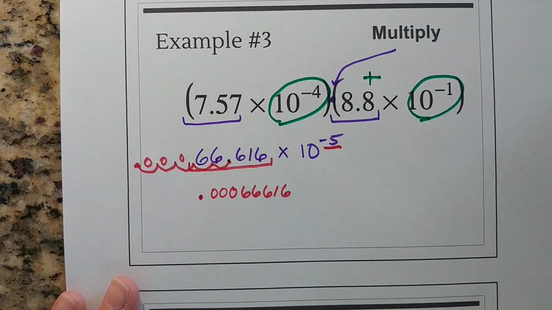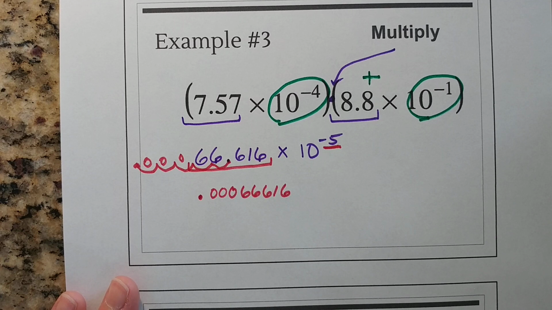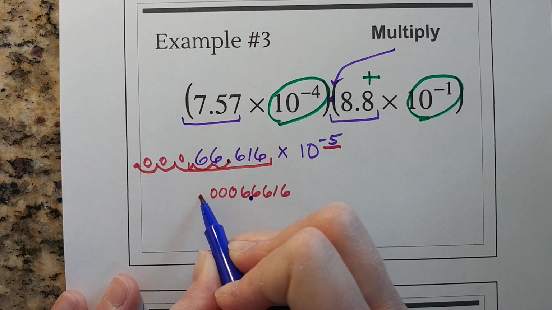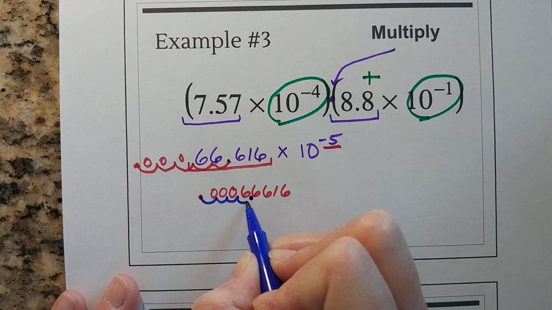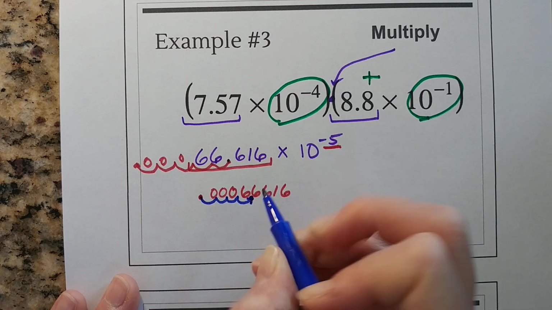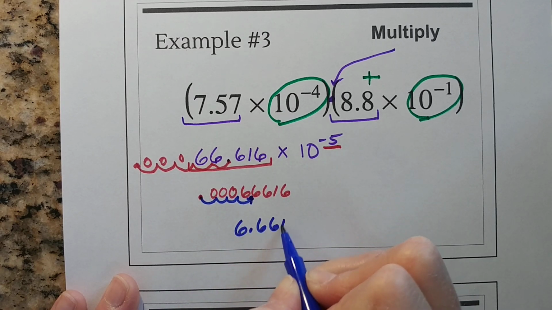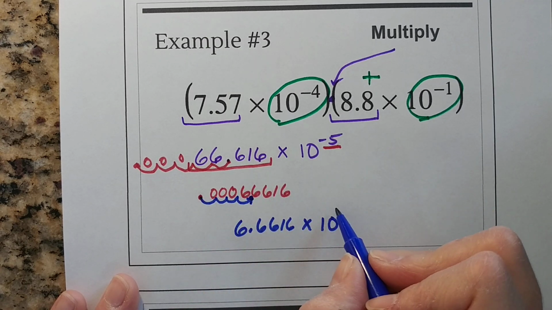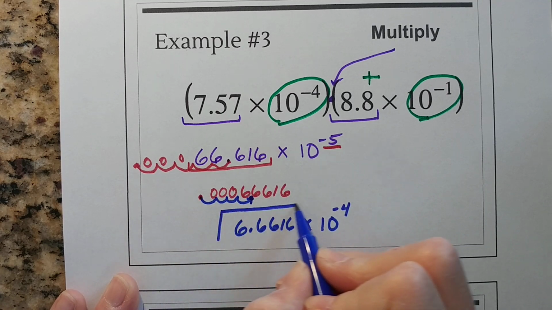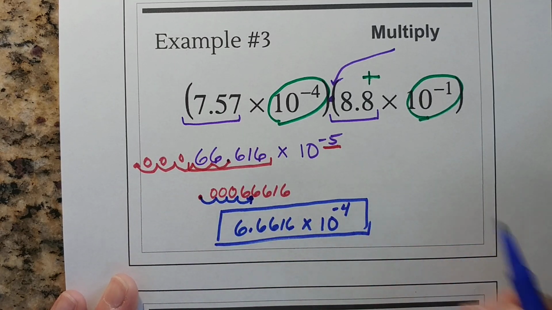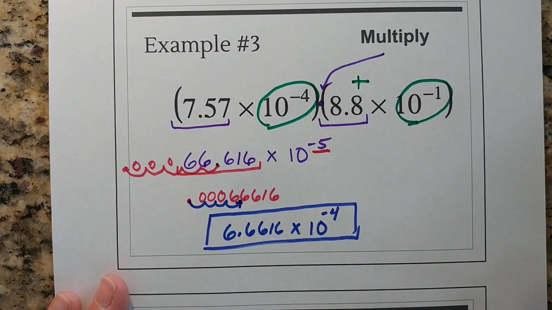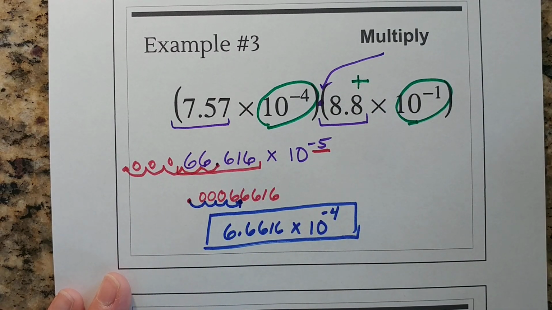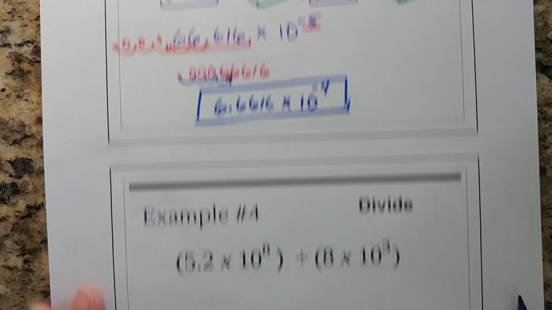Now let's correctly write it in scientific notation. The decimal point is going to have to move right here. 1, 2, 3, 4 places. Because it moved 4 places, and this is a very small number, -4 is my exponent. And there is my final solution. If I multiply these numbers in scientific notation, this is the answer I get in scientific notation.